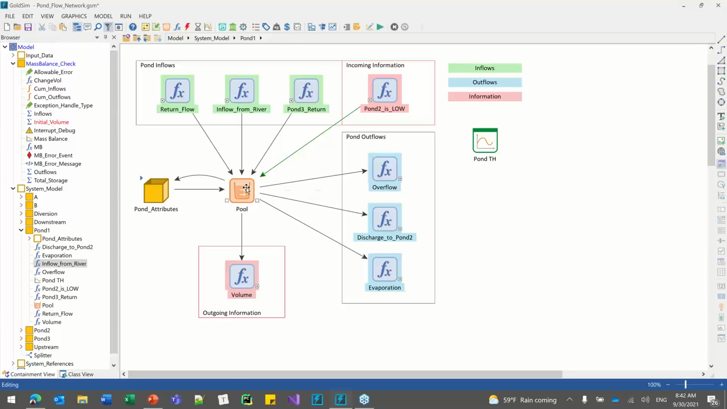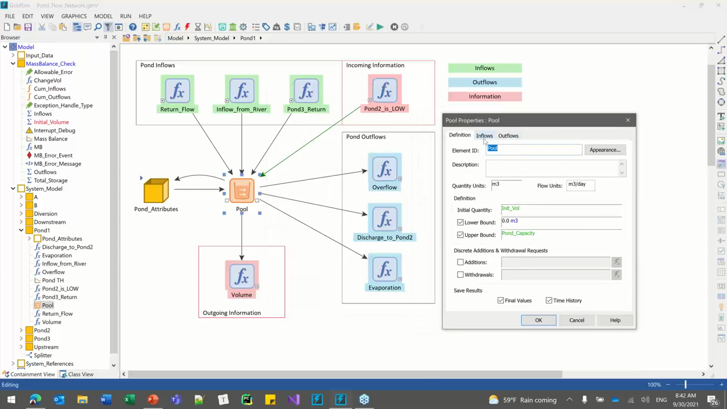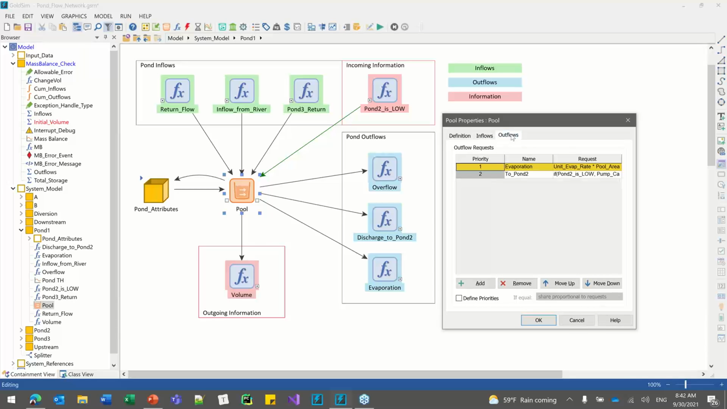Here is a pool element, and as you probably know, the pool element allows you to define its bounds, its inflows, and its outflows. In this particular case, I have two outflows defined, one that's driven by evaporation and another that's driven by feedback coming from pond 2. That's just saying, okay, pond 2 is running low. We need to send it some water.